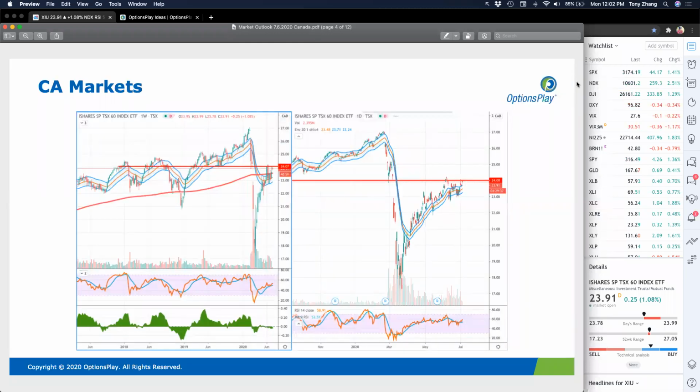Now, first off, I want to talk about the TSX 60, and I'm using XIU, the iShares ETF for the TSX 60. And what I want to first point out is that what I have on all of my charts is a weekly chart on the left-hand side and a daily chart on the right-hand side. So you get a sense for long-term trends as well as short-term trends. The first thing I want to point out, if we look at the long-term, is that the XIU is currently just back around that $24 level, which was important back in June. It was also important towards September as a support level.